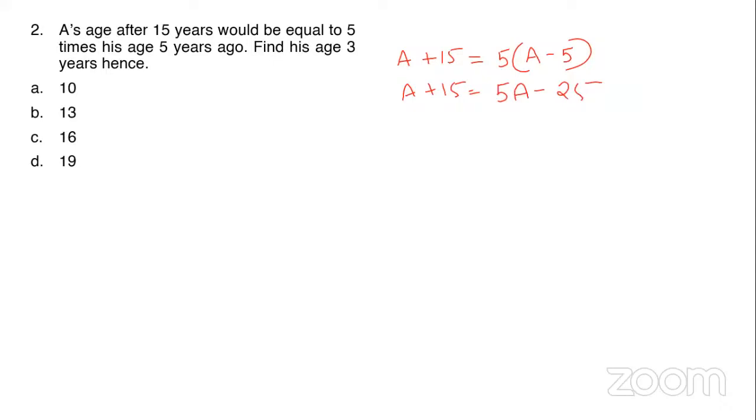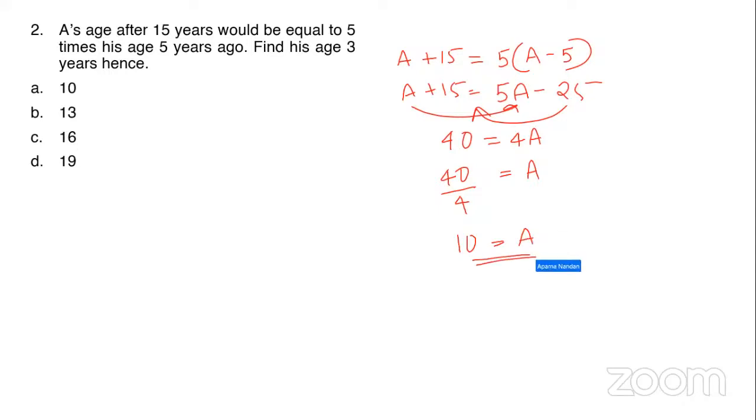So you can bring all A's to one side and all numbers to the other side. When you bring 25 to this side, it becomes plus, so 15 plus 25 is 40. When you bring A to this side, it becomes minus, so 5A minus A is 4A. So 40 is equal to 4A, so A is equal to 40 by 4, which is 10. So A's present age is equal to 10.